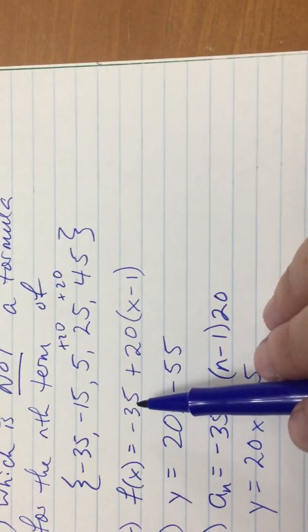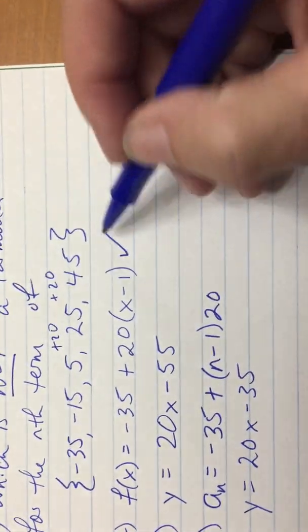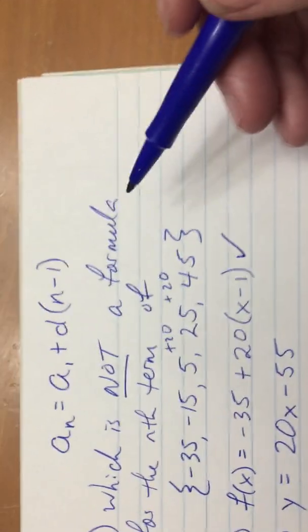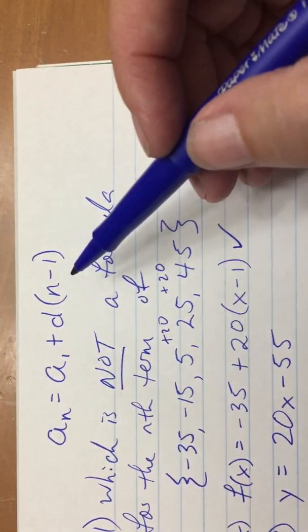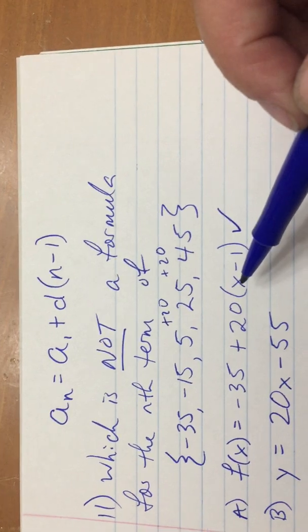F of x equals negative 35, my first term, plus 20, parentheses, x minus 1. Bingo, that matches my formula exactly up there. It's just instead of using the a sub n and n's, they used f of x, and x. But it's the exact same thing.